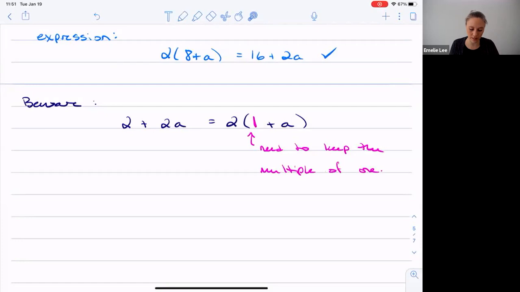In order to be able to expand this back, if you had forgotten, okay, I can pull out a common 2 and then 2 times a, well, that's just 2a, right? And so in order to keep this structure 2 plus 2a, you have to have that multiple of 1. So just be aware of that because it happens.